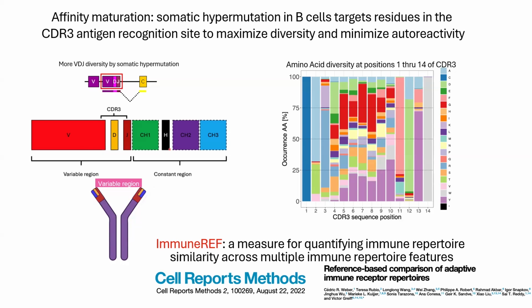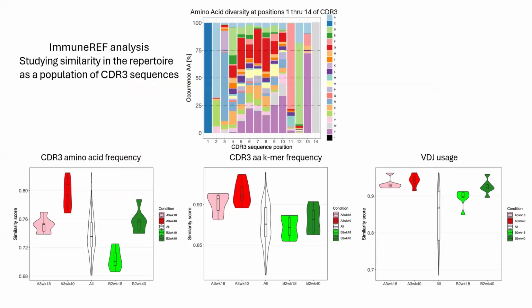And the question is, if we want to pursue these studies any further, is there evidence of heritability in that data set as well? So we've used this immunoref analytical tool to look at the populations here by a variety of different factors. This is CDR3 amino acid frequency. So here's the 18-week A3 data, the 40-week A3 data in red. The greens are the B2 at the same ages. And what we're looking for is similarity, that is the lack of difference within these.